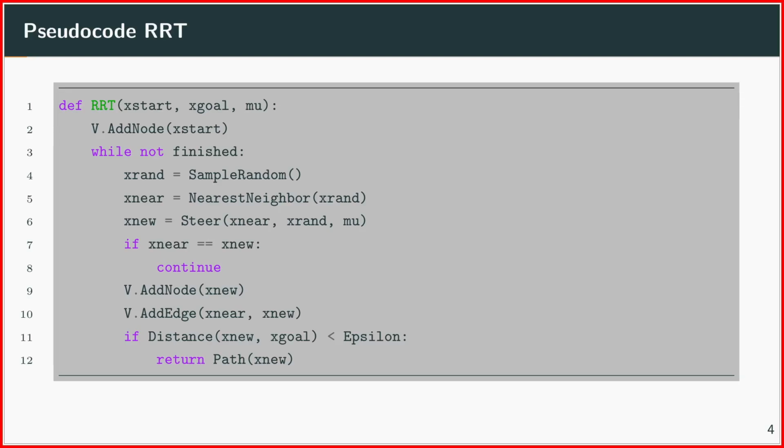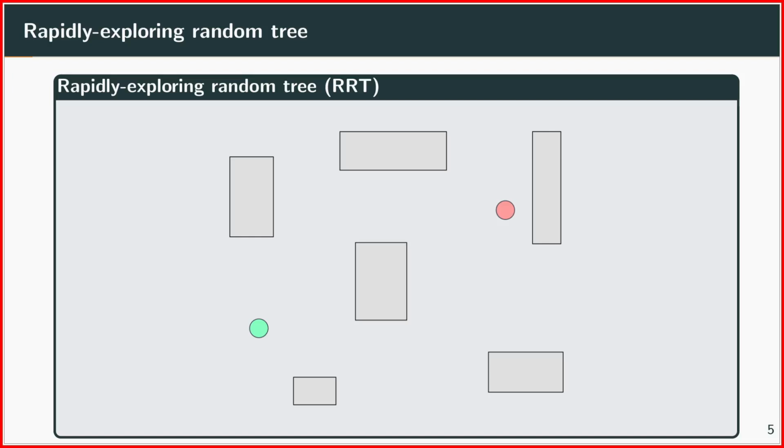So this is a general idea, and let me give you some visual example of how this actually works. So I have here a 2D configuration space. In gray are some obstacles, and we have a point robot, and the point robot starts at the green configuration here, and it wants to go to the red configuration.